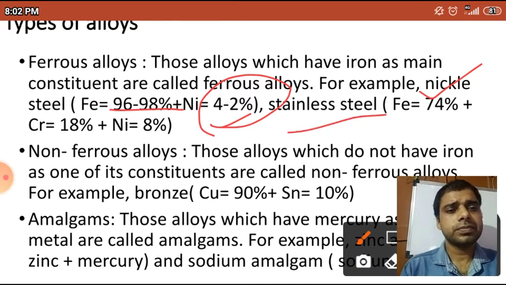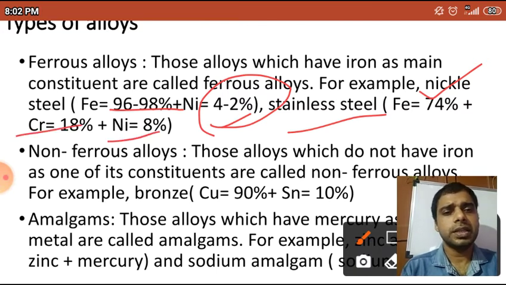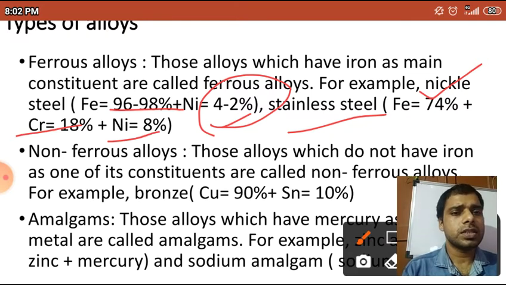Stainless steel: Fe is the main constituent, you can see 74%, chromium 18%, nickel 8%. This one is stainless steel. Why is it called a ferrous alloy? Because Fe is there.